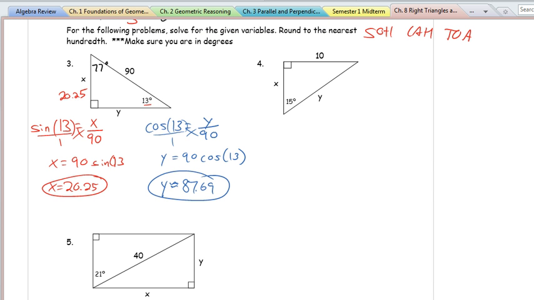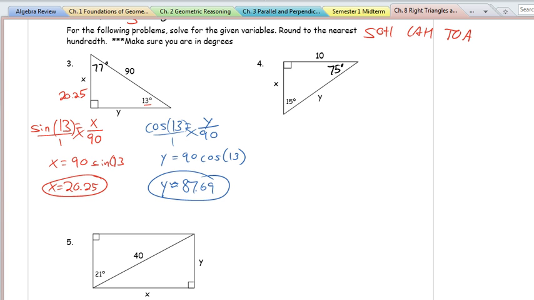Let's look at the second one, number 4. We have 15 degrees here, and we are going to focus on that. Again, if we want to, we could figure out that this angle is 180 minus 15 minus 90, which is 75 degrees. We can use either angle to start. Again, we never use the right angle. So, for example, let's work with 15.